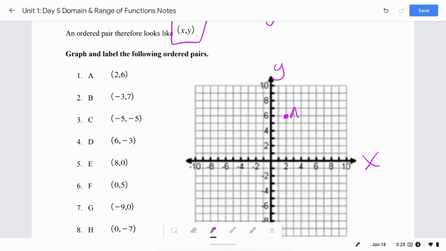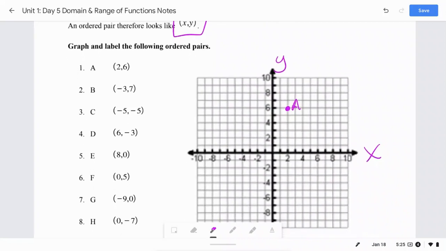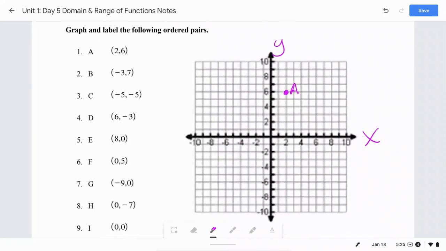Now this may be review for you, but we're just going to review it so that you're comfortable with it, because you're going to need to be good at this in order to understand domain and range. Next, I'm going to label point B at -3, +7. So that would be here on the graph. Point C is at -5, -5. So I'm going to put a point on the graph at C. Point D is at 6, -3.